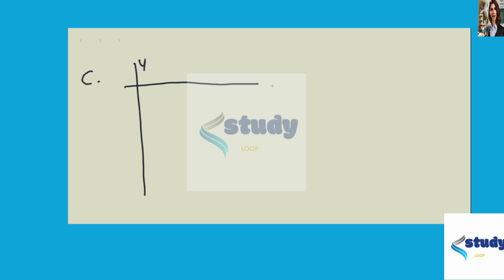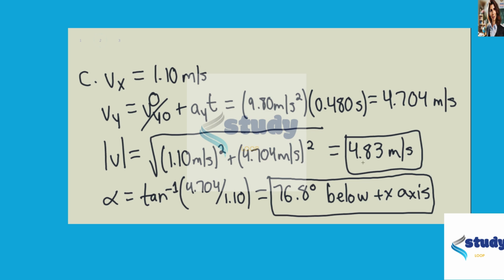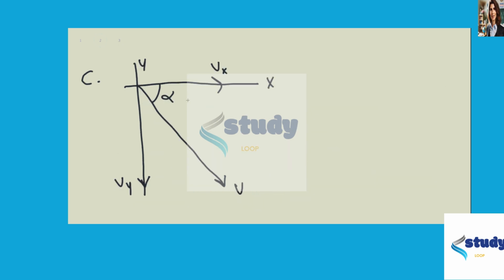We have our y, we have our x, and this would be our velocity v. Going straight down would be our velocity in the y direction. Here would be our velocity in the x direction, and this would be our angle alpha, again 76.8 degrees. And we could draw a dashed line to show the components. So this would be our diagram.